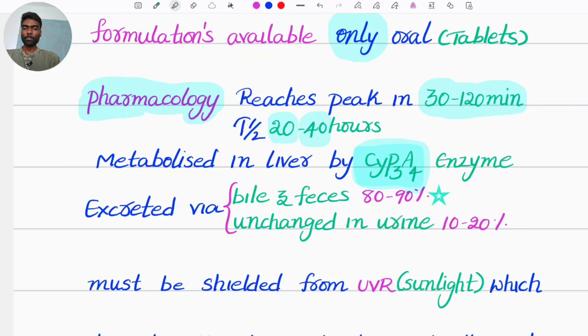It is metabolized in liver and excreted via liver only, mainly 80 to 90% through bile and feces. The rest, just 10 to 20%, will be eliminated through urine unchanged, without any metabolism happening. Remaining, all the rest of the drug, 80 to 90%, will be metabolized in liver and excreted through bile and feces.